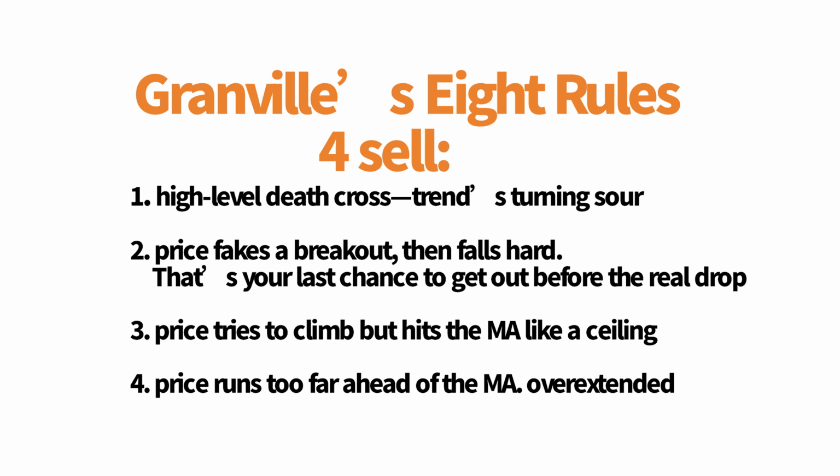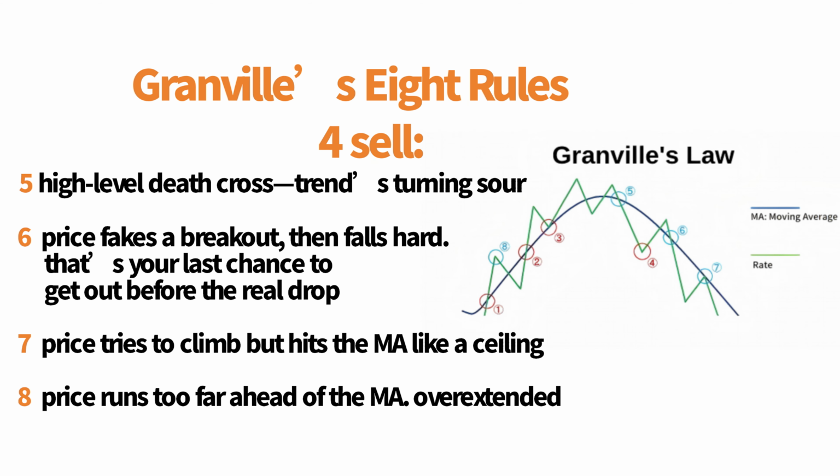Now the 4 sell signals. First, high-level death cross, trends turning sour. Second, price fakes a breakout, then falls hard. That's your last chance to get out before the real drop. Third, price tries to climb but hits the MA like a ceiling, then tumbles. It's still in a downtrend. Don't fight it.